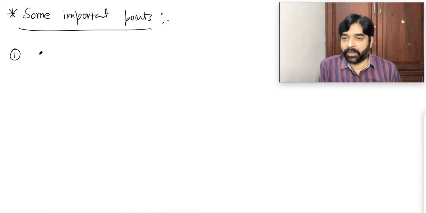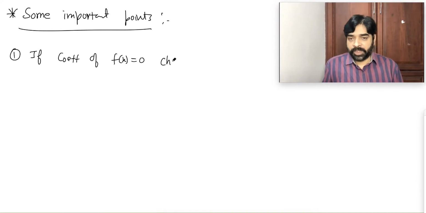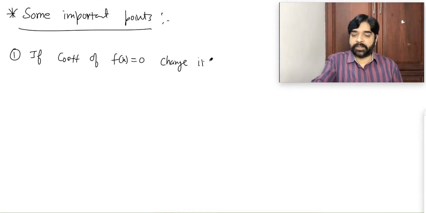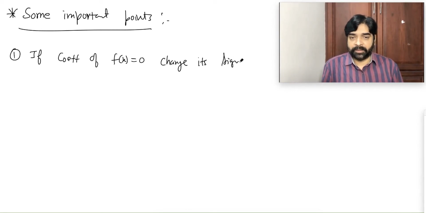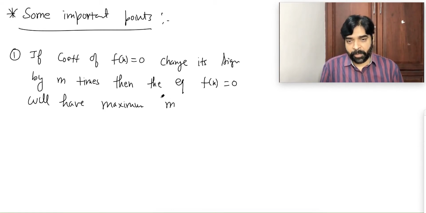First point here, write down. If the coefficients of f(x) = 0 change sign m times, then the equation f(x) = 0 will have maximum m positive roots.